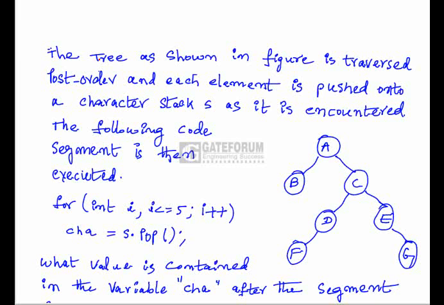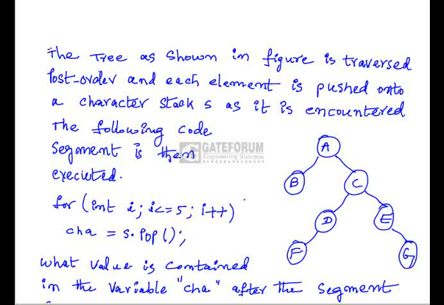The tree, as shown in the figure, is traversed post order and each element is pushed onto a character stack S as it is encountered in the order. The following code segment is then executed. The code segment is given as: for int I = 1; I <= 5; I++, CHA = S.pop. What value is contained in the variable CHA after the segment is executed?